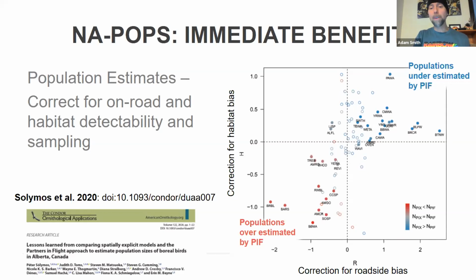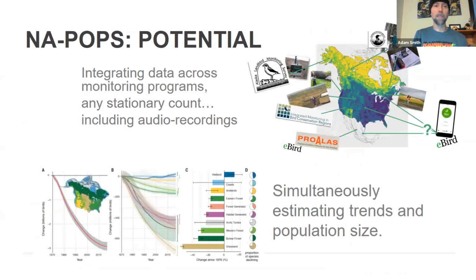This graph, I won't go into the details, but in essence, the color of these species-specific points relates to the putative over- or underestimate of the population size, based on a comparison between the PIF approach and another approach that relies on these QPAD-style estimates. Essentially the roadside bias and habitat bias explain a lot of the difference between the two. So in the short term, we're thinking better estimates of population size.